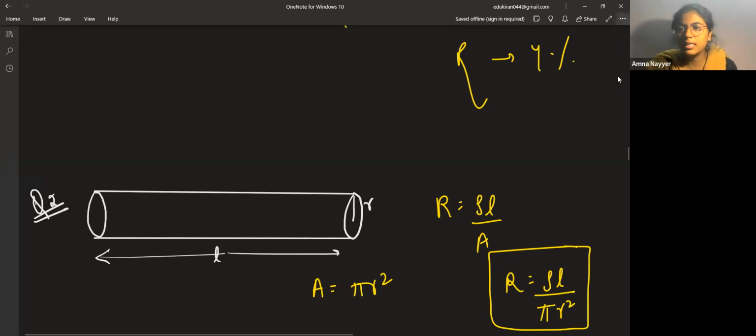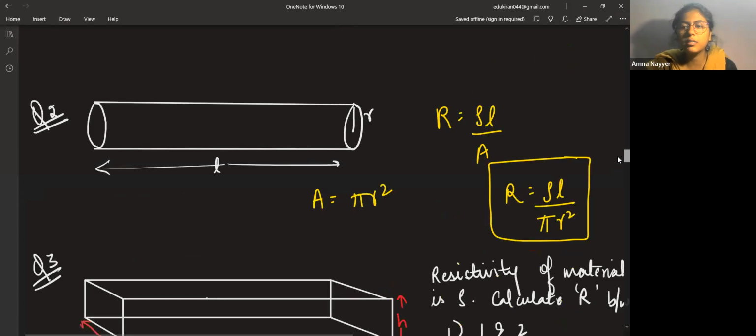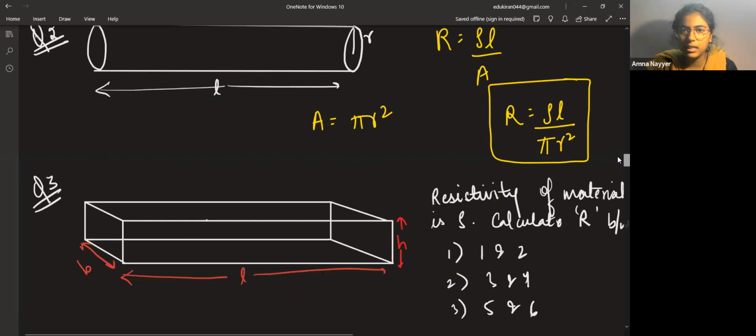One more question we'll see. One last question based on this resistance. Write down this entire page, then I'll discuss.